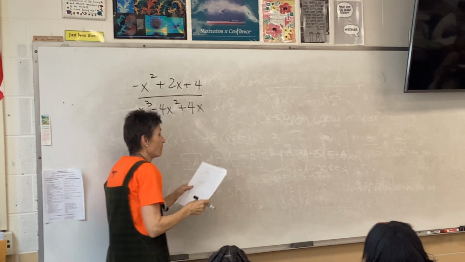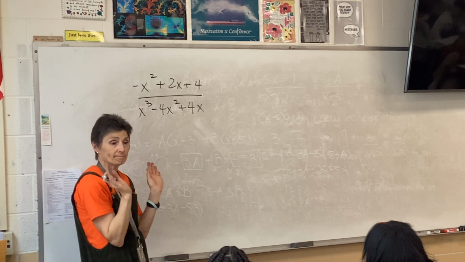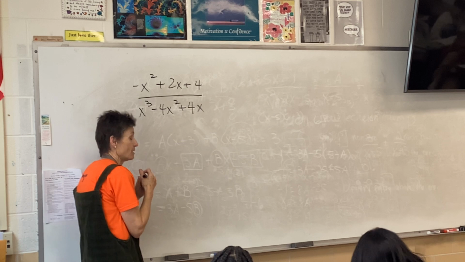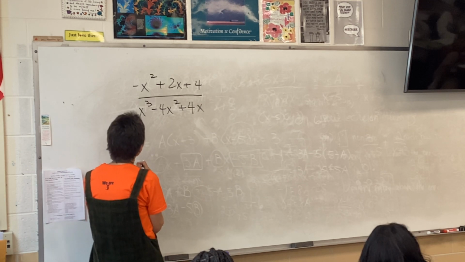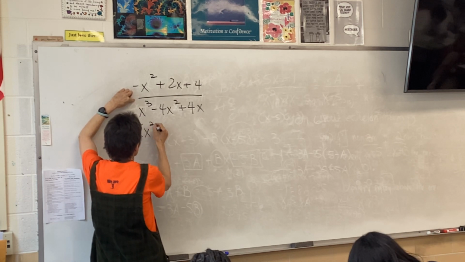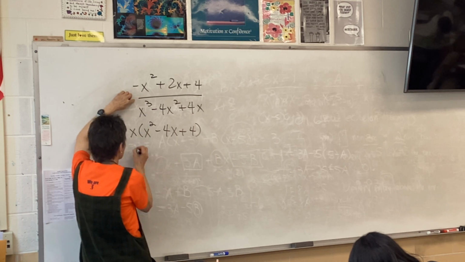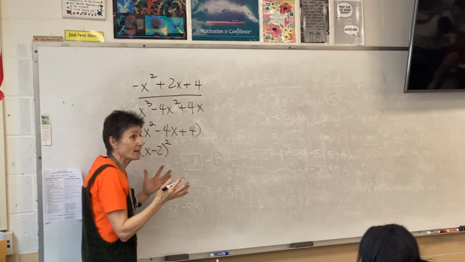Okay, we're gonna break this apart into its partial fractions. Step one, factor the denominator. Don't ever worry about the numerator. You're gonna factor the denominator. So how does that guy factor? Take out an x. x minus 2, x minus 2.